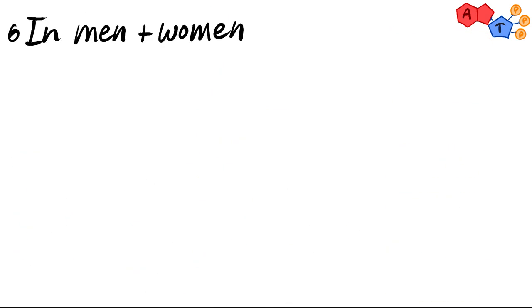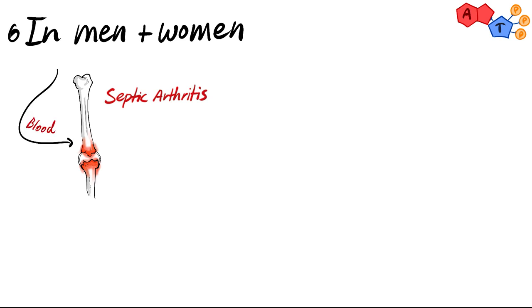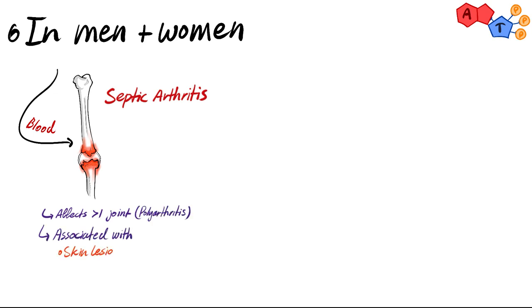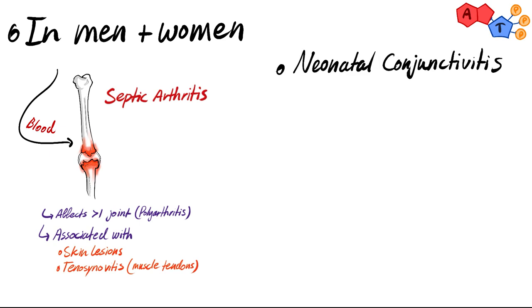Also, in men and women, Neisseria gonorrhoeae can cause septic arthritis. This happens when Neisseria gonorrhoeae spreads into the blood and causes inflammation of the joints. Typically, septic arthritis caused by Neisseria gonorrhoeae affects more than one joint, which is why it's called polyarthritis. And in addition to that, the condition is usually associated with skin lesions and tenosynovitis, or inflammation of the muscle tendon.